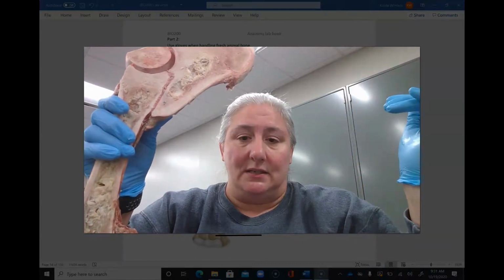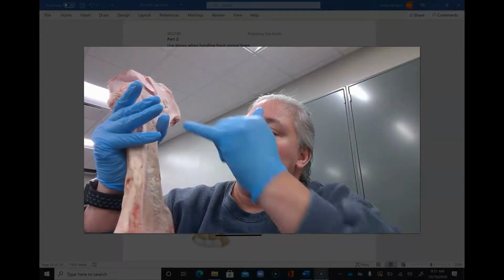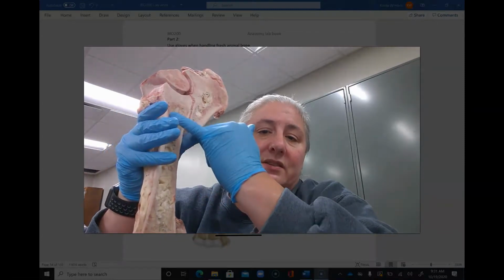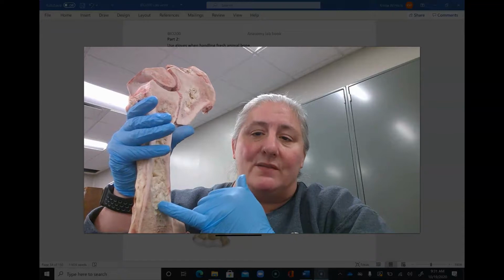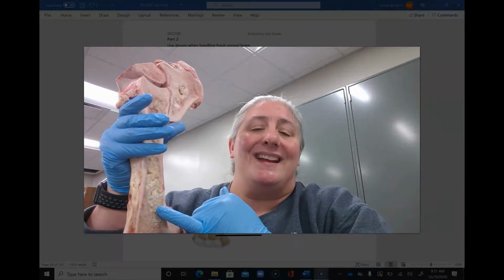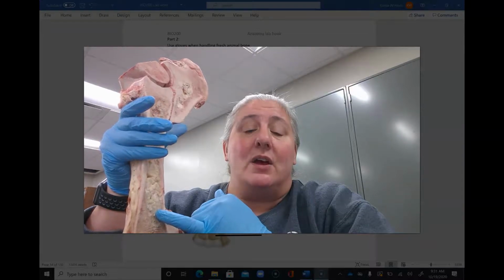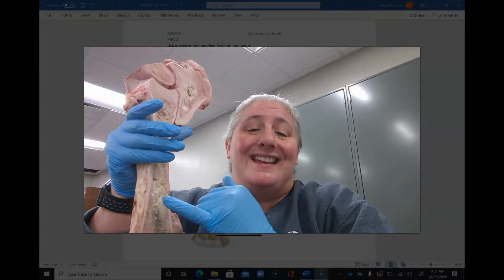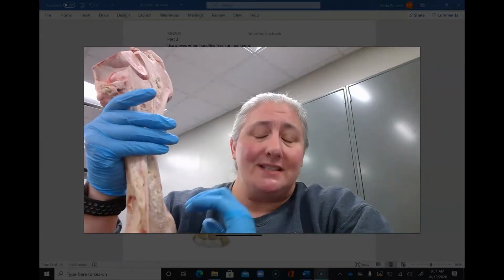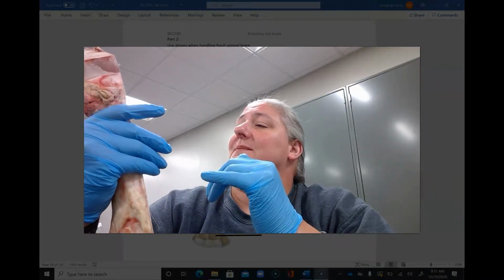Because this is cut in half, you can see right in here, this is all bone marrow. This is yellow bone marrow, which is found in the medullary cavity of the bone. Yellow bone marrow is what we find in adults. In infants and children, we would have red bone marrow in this area. And in adults that are very ill, they also might have red bone marrow. Typically, the red bone marrow in adults is found in the spongy bone.